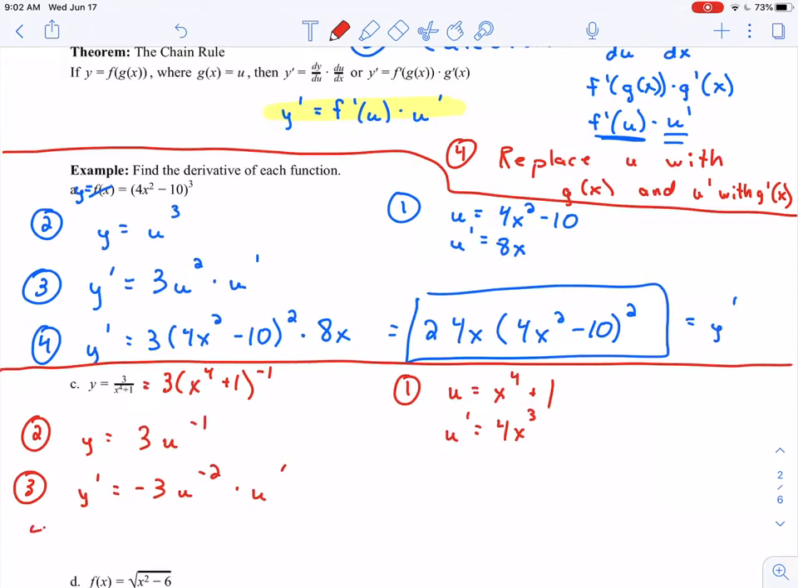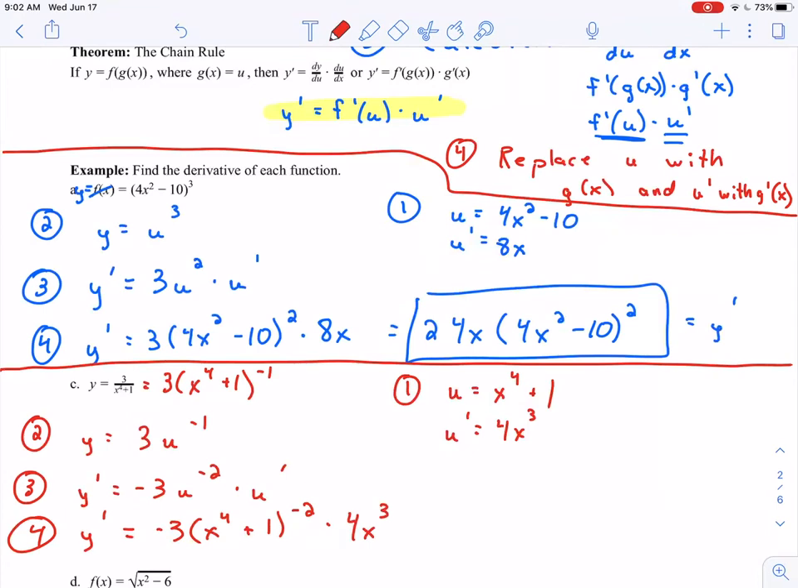Step 4 then, now I'm going to go ahead and make that substitution. I'm going to take out my u and my u prime, rewrite this so that it's in terms of x. So y prime equals negative 3 times u. U is x to the 4th plus 1 raised to the negative 2 power times u prime. U prime is 4x cubed, so times 4x cubed.